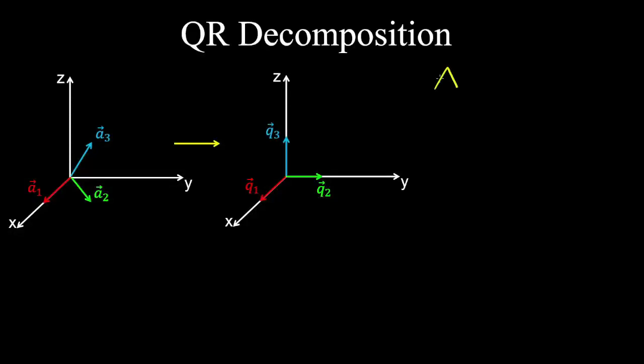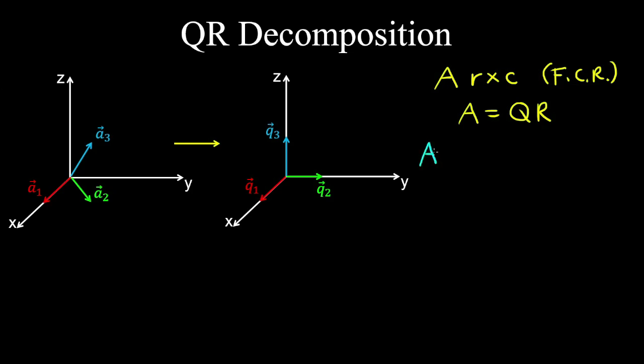A rectangular matrix A with R rows by C columns that has a full column rank, meaning it has linearly independent column vectors, can be factored as a product of two matrices Q and R. And this is the QR decomposition of A.